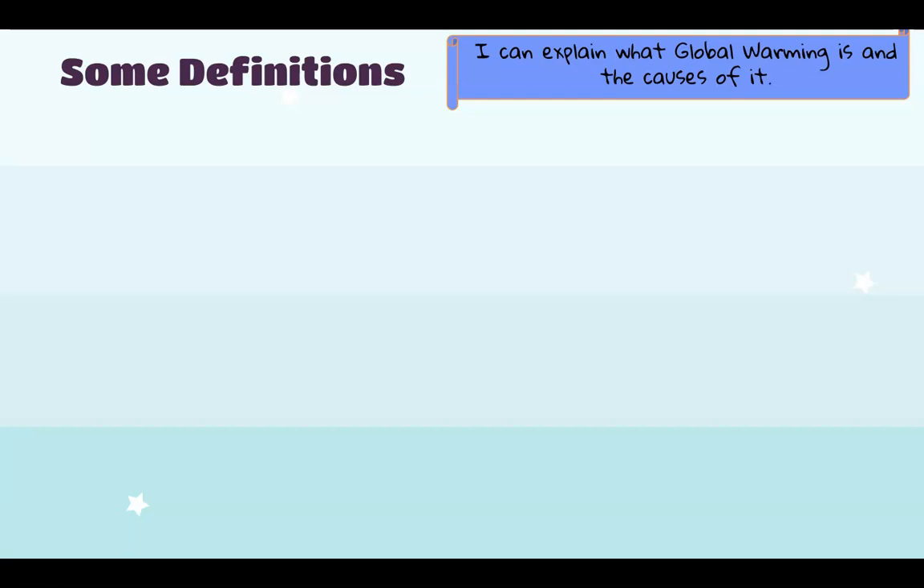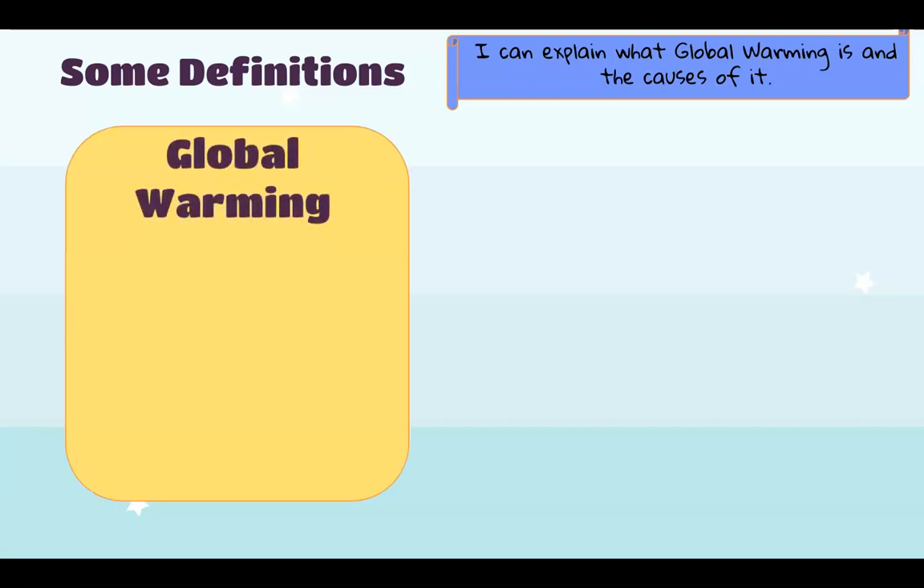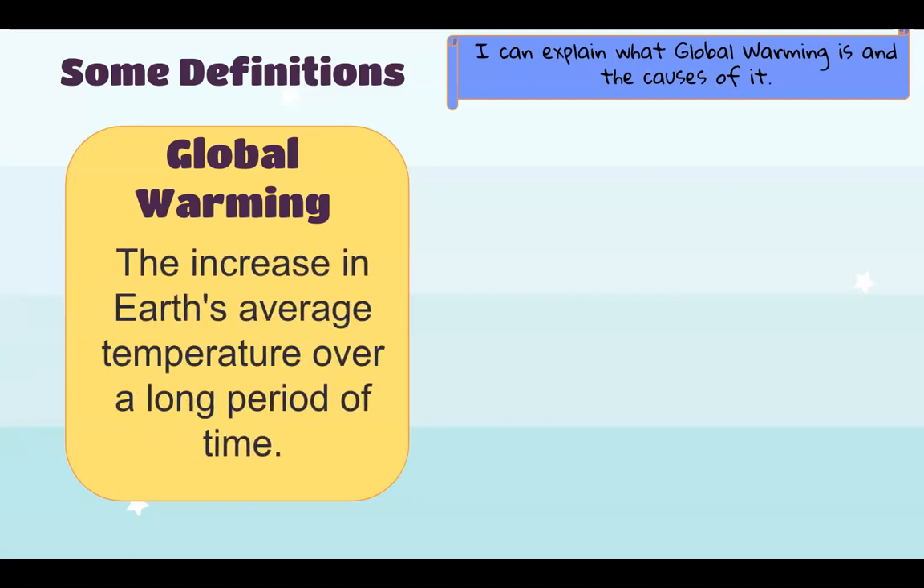Basically, let's define global warming. When scientists talk about global warming, that refers to an increase in the Earth's average temperature over a long period of time. This basically means, is the Earth getting hotter, global warming, or getting colder, global cooling.